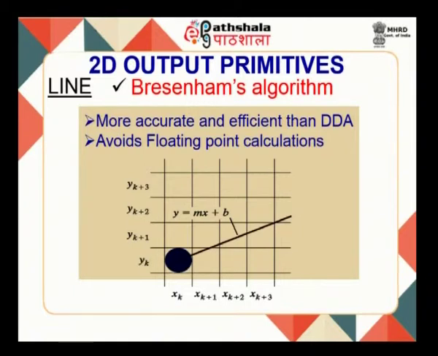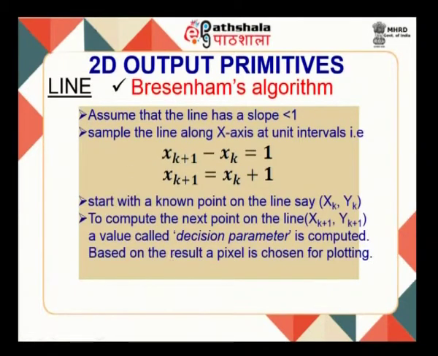Now, let us assume that we have a point on the line that is already plotted, that means we know a point on the line whose coordinates are known to us. Let us say the coordinates are xk and yk, and a pixel is plotted for it on the line. Let us see how Bresenham's procedure tackles this problem of finding more accurate pixels along the line path. Here our initial assumption is that the line has slope less than 1, and we are going to sample the line along the x axis at unit intervals.